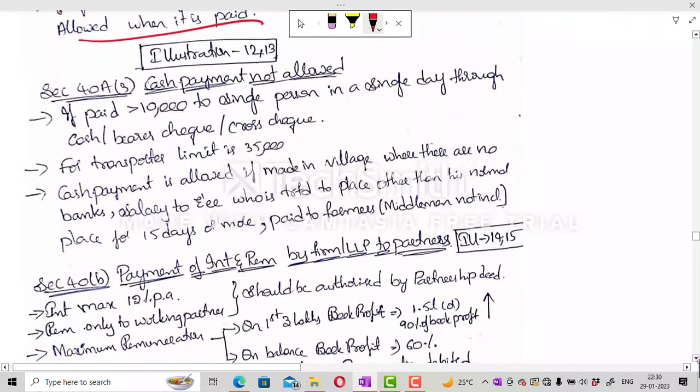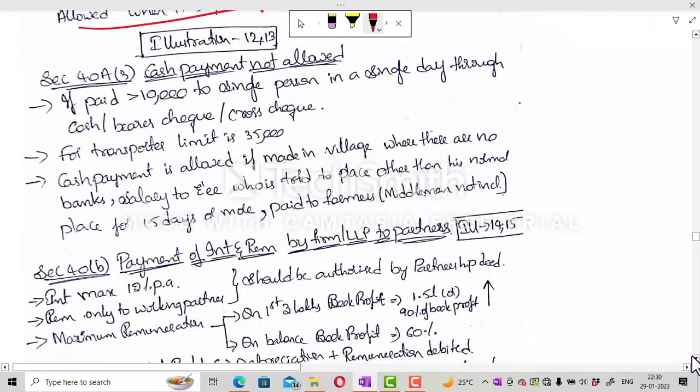Next, cash payment not allowed. When is it not allowed? If we have paid to a single person in a single day through cash, bearer cheque or cross cheque any amount which is more than 10,000, then such payment is not allowed. For a transporter, the limit is 35,000. He can be paid in cash up to 35,000. For the others, it is 10,000.